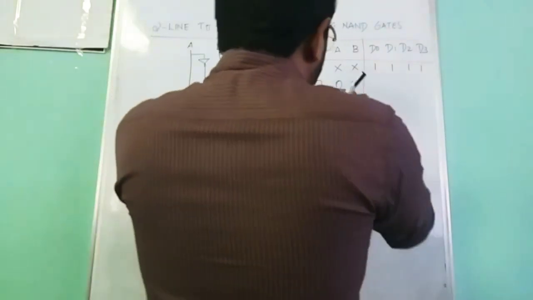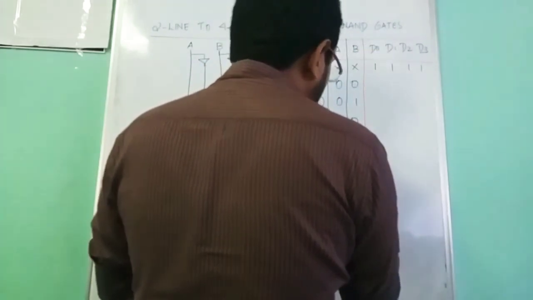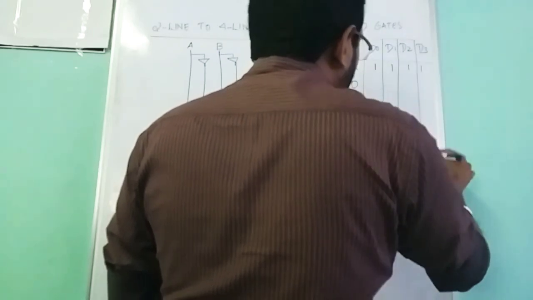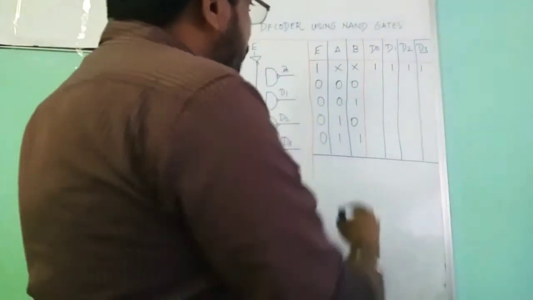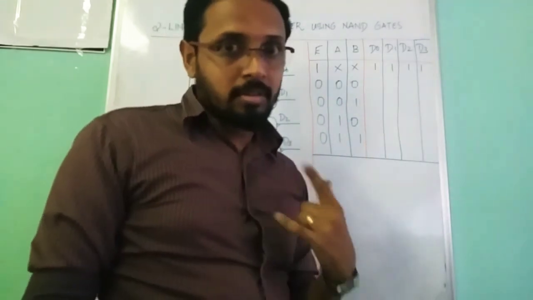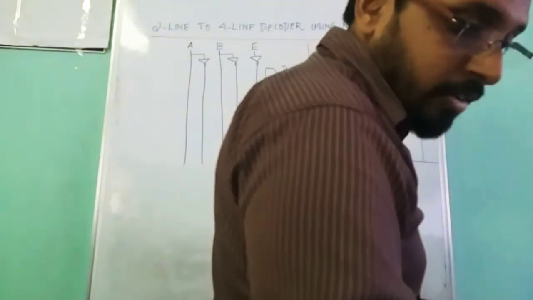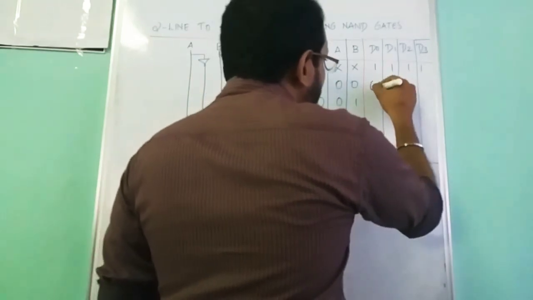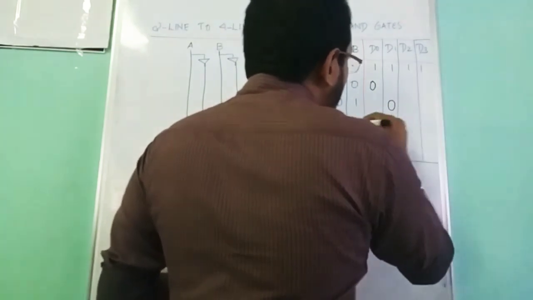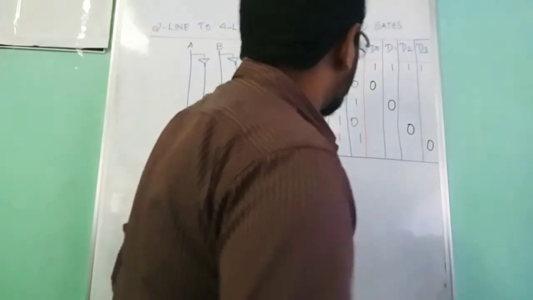Enable is 0 means it's going to be active low, so this particular system will work. Based on this we need to receive outputs. 0, 0 means we need to receive 0 here because it's active low. 0, 1 means we will receive 0 in D1. D2 means here 0. D3 means again 0. And the rest of the values will have 1.